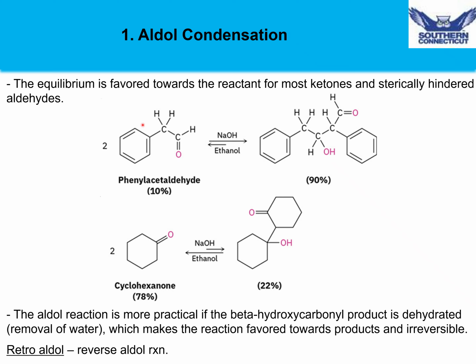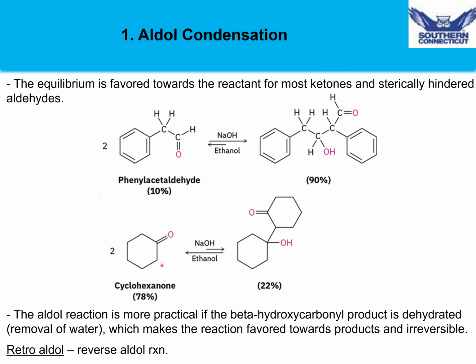Aldol reactions in general are reversible reactions, and in many cases, especially with most ketones and many aldehydes, especially those that are sterically hindered, the reaction is actually favored towards the carbonyl compound rather than the aldol product. We can see here a couple examples, and if you notice in the second example, we have cyclohexanone reacting with itself under the influence of a base, producing an aldol product. Notice that the starting ketone is actually favored in this reaction.